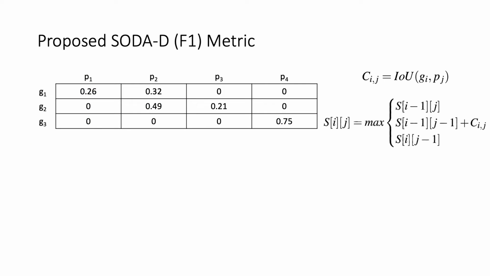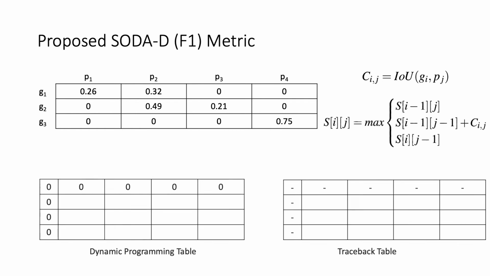We show step-by-step computation of dynamic programming and traceback table. The algorithm adds the current IOU value to the previous diagonal element and selects the maximum value from the left, top, and diagonal element. We also store the maximum value index in the traceback table. We repeat the steps and fill the entire table.